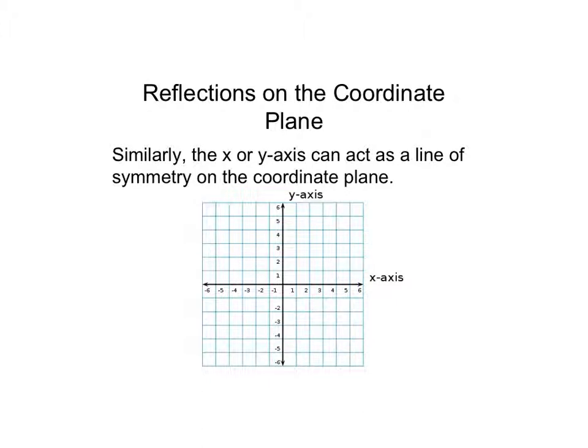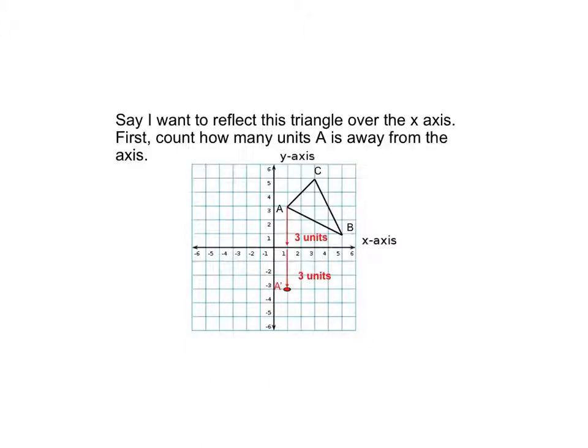So we can also do reflections on the coordinate plane, and we would use the y-axis or x-axis as the line of symmetry. Let's look at this example. If I wanted to reflect the triangle ABC over the x-axis, I would be flipping it to this bottom part. But the question is, where do we flip it to? Since I noticed that A is 1, 2, 3 units above the axis, I know it's going to flip 1, 2, 3 units below the axis.